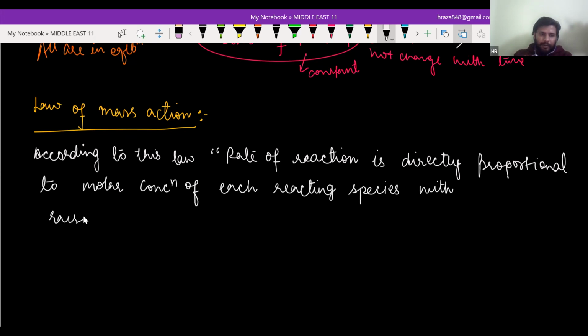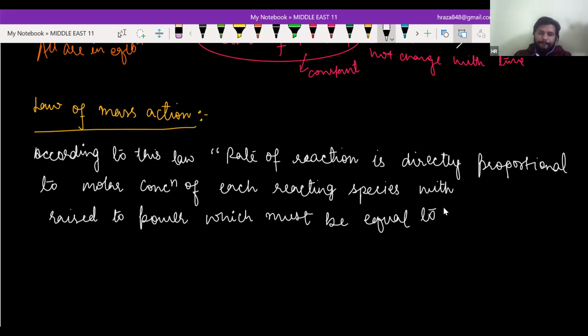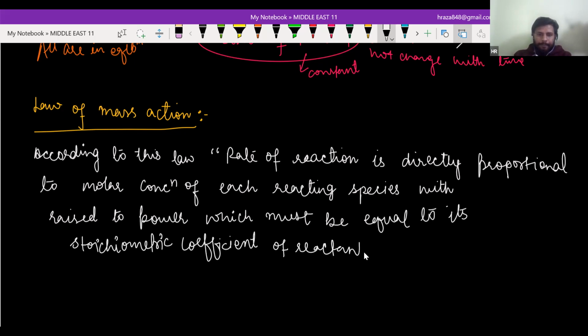raised to the power which must be equal to its stoichiometric coefficient of reactant. This is the law of mass action. Just write it and then I will tell you what it is exactly.